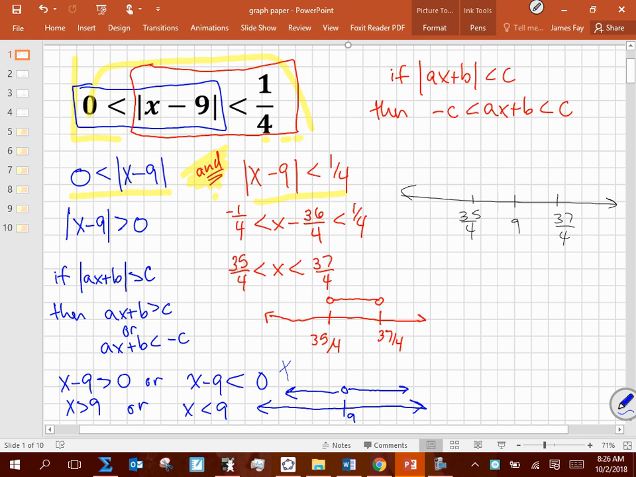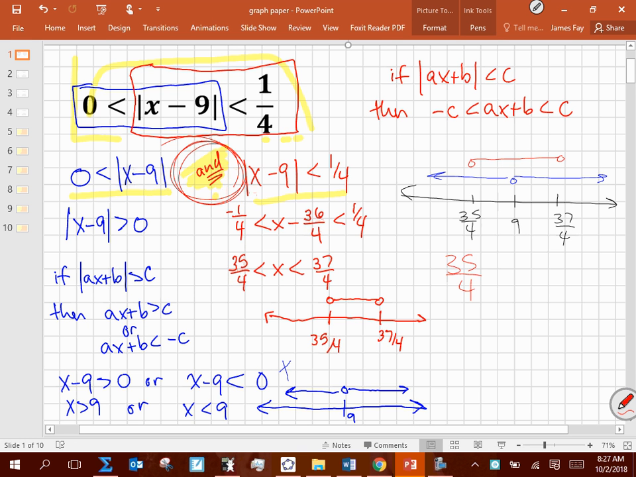Okay? So I'm going to draw that blue graph there. The blue graph would be all that stuff. Okay. And then I'm going to draw the red graph. Well, the red graph would be that idea, right? Does that make sense? Now, what's the word "and" mean? What does this "and" right here mean to us? Intersection, where they overlap. Where do they start? What number do they start overlapping at? 35 fourths.